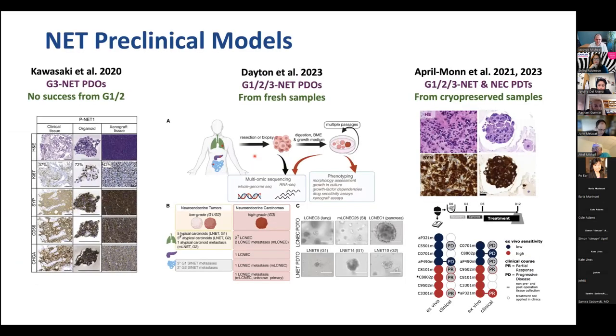So again, I think the past 5 years have been really amazing. We started with a paper in 2020 in which they did organoids only from G3. And if you read this paper, probably the conclusion is that there is no way we're ever going to get organoids from G1 and G2. Then two amazing groups in Europe, Aurel and Talia Dayton in Spain, recently showed that we can do organoids, or patient-derived tumoroids, from G1, G2, and G3. So I think this is a very exciting time for the field.